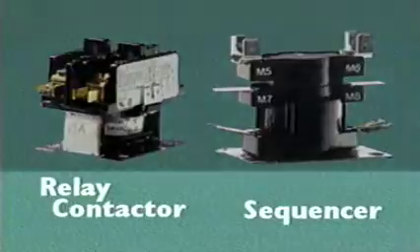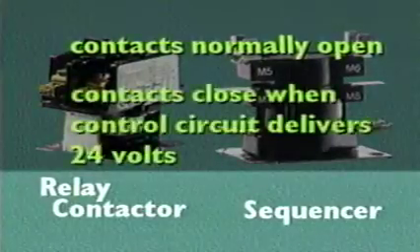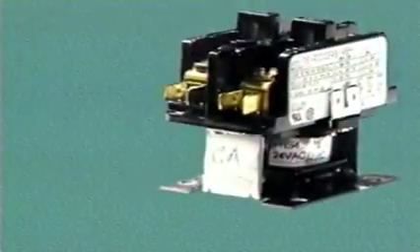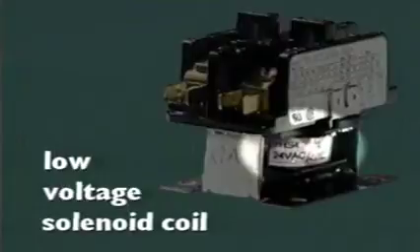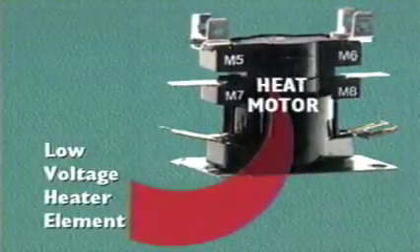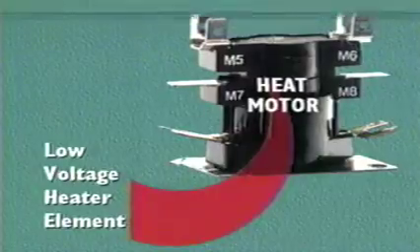The strip heaters are energized in a sequential order by either relay contactors or sequencers. Both use bimetallic contacts that are normally open. They close when the control circuit delivers 24 volts. Now, let's take a minute to compare some of the differences between relay contactors and sequencers. When a call for heat occurs, a relay contactor uses a low-voltage solenoid coil to close the electrical contacts to the strip heater. Inside the sequencer is a low-voltage heater element called a heat motor, which energizes the electrical contacts.